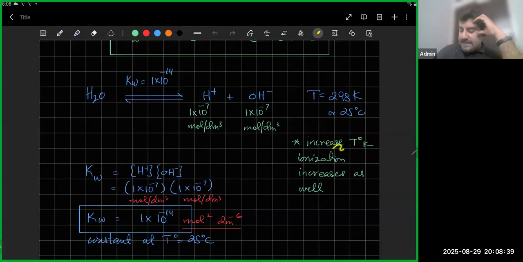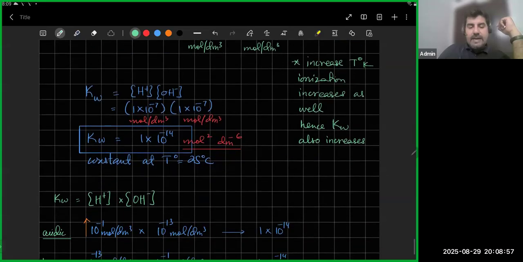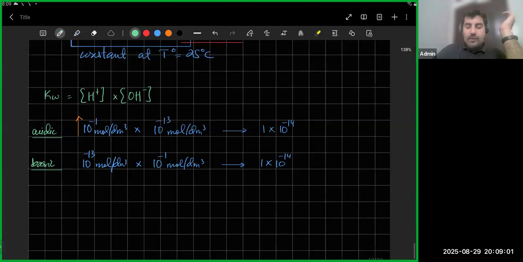Kw is a constant at a given temperature, except that the ionization increases. If you increase temperature, the ionization of water would increase, hence Kw also increases. So this was the ionic product of water, and I told you that it's always going to be a constant for any type of water. Temperature is the only thing that changes this value.